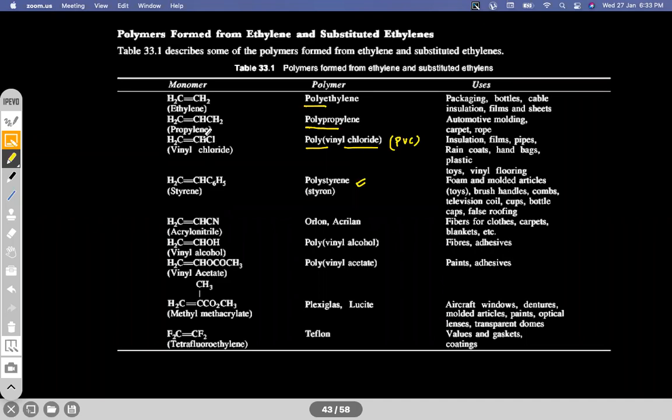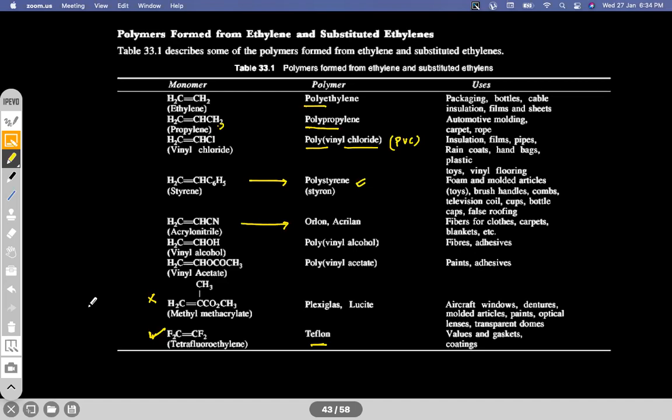Now with respect to ethylene, one H is replaced by CH3, and it becomes propylene. Then this CH3 replaced by chlorine is vinyl chloride. Chlorine replaced by C6H5 is styrene. C6H5 replaced by CN becomes acrylonitrile. Again replaced by OH, it becomes vinyl alcohol. Then we have an acyl group present here, so vinyl acetate. So we have polyvinyl acetate and polyvinyl alcohol. You must remember this name: acrylonitrile gives you orlon or acrylan. Vinyl acetate gives you polyvinyl acetate. If you have CH3 over here, then it is methyl methacrylate, plexiglass or lucite, not that important. With CF2, it is fluoro, it is Teflon, and the Teflon monomer is tetrafluoroethylene.